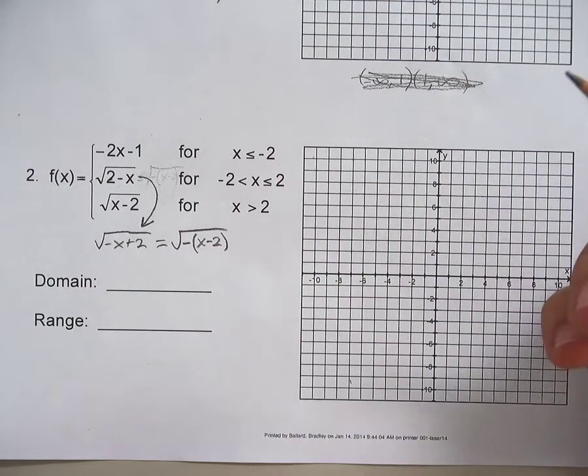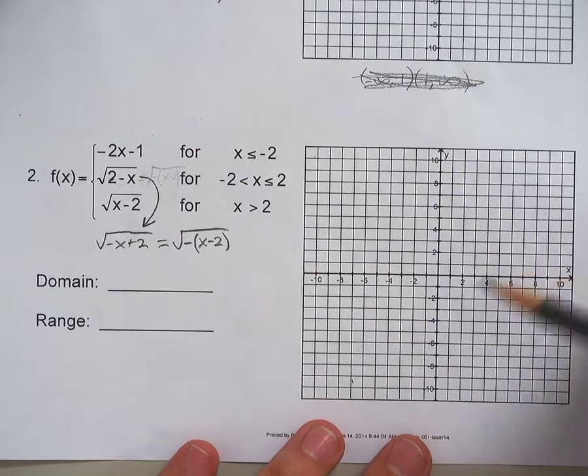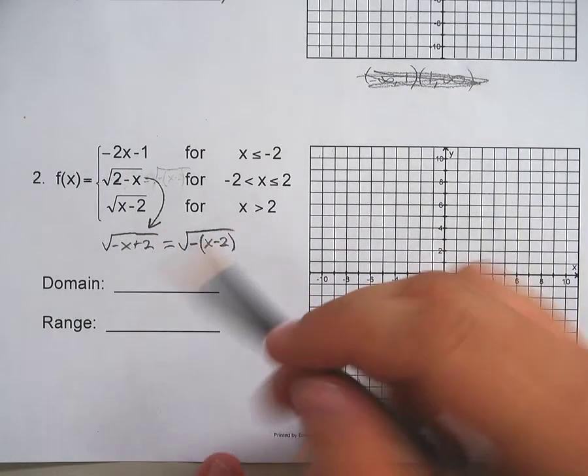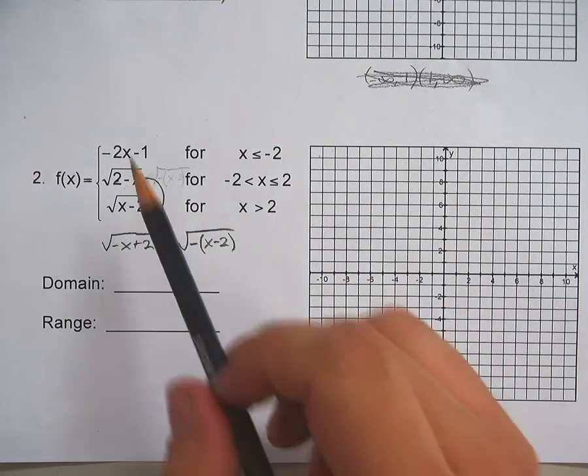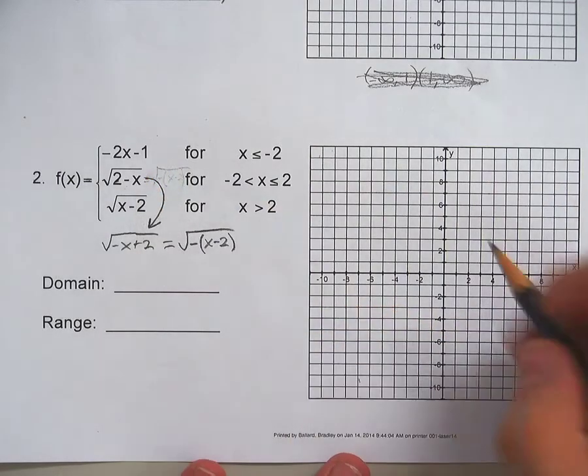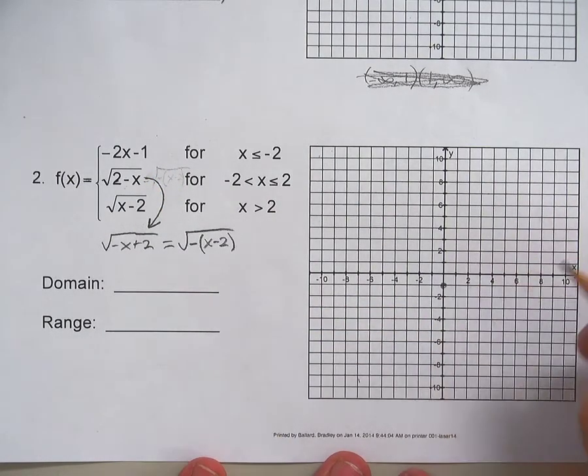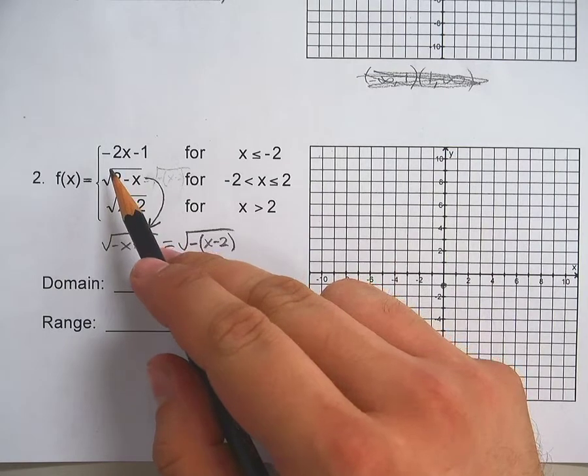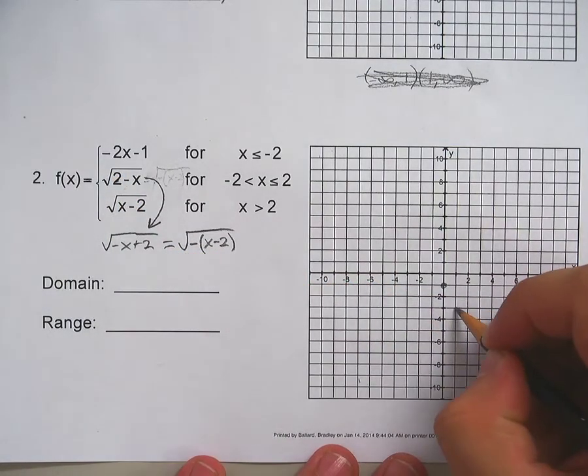So if we have a pencil like we are supposed to, we can actually graph these normally and then just erase what we don't need. So negative 2x minus 1 starts at negative 1 very lightly and has a slope of negative 2. So down 2 over 1.